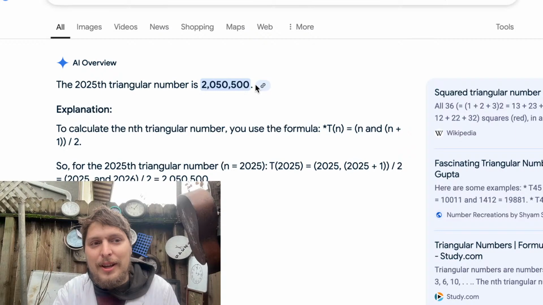The 225th triangular number is this, and I'm like, that looks wrong. That doesn't look right. The formula is it times the next one divided by 2. They even wrote the formula right. But that's not the right math. Let me see exactly what the answer is right here.